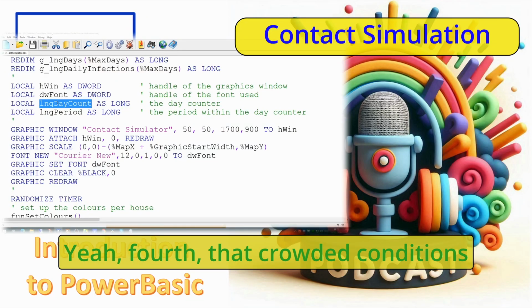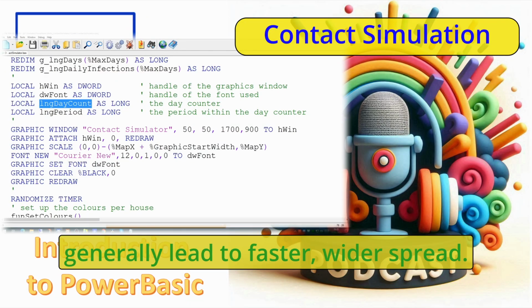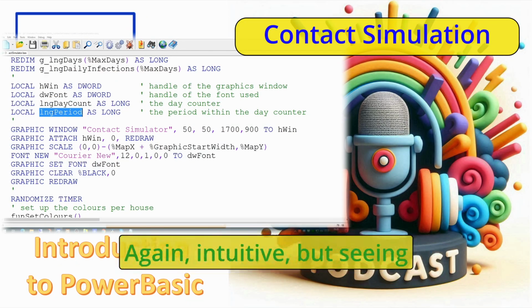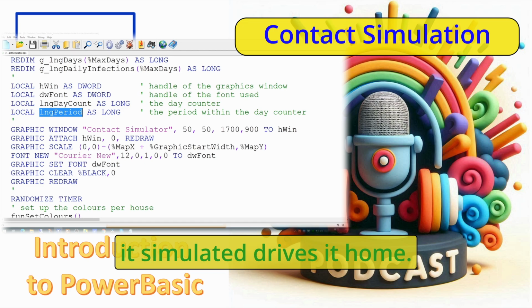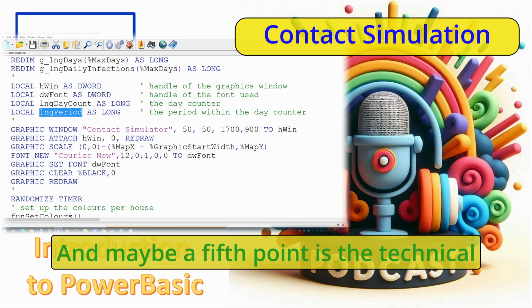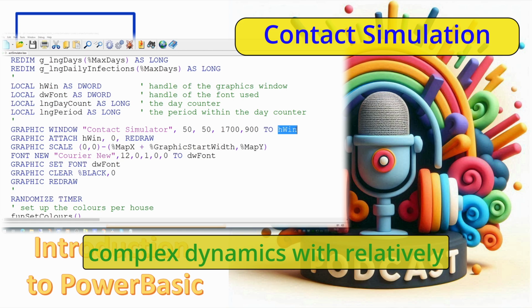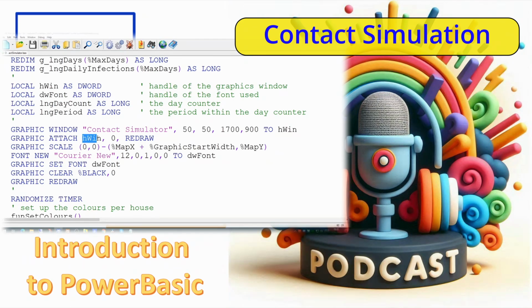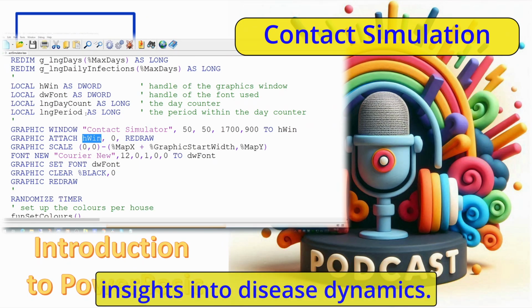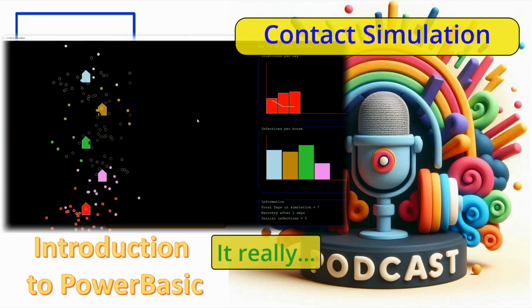And the crowding effect. Yeah. Fourth, that crowded conditions generally lead to faster, wider spread. Again, intuitive, but seeing it simulated drives it home. And maybe a fifth point is the technical insight: you can model complex dynamics with relatively simple code sometimes. So a simple PowerBasic simulation, but with some pretty profound, or at least foundational, insights into disease dynamics. It really does bridge that gap.